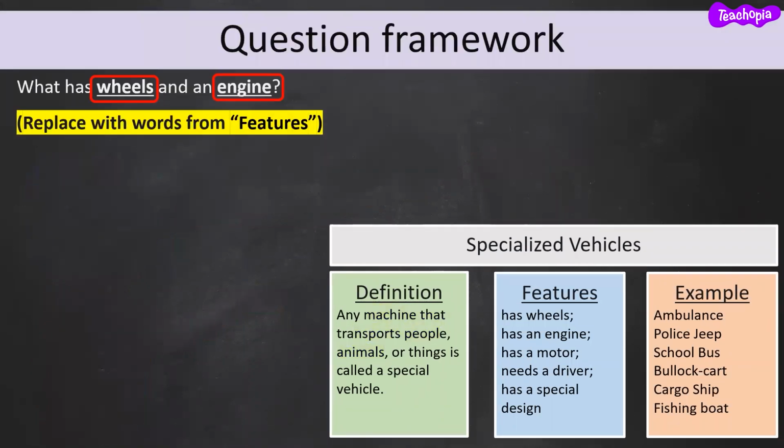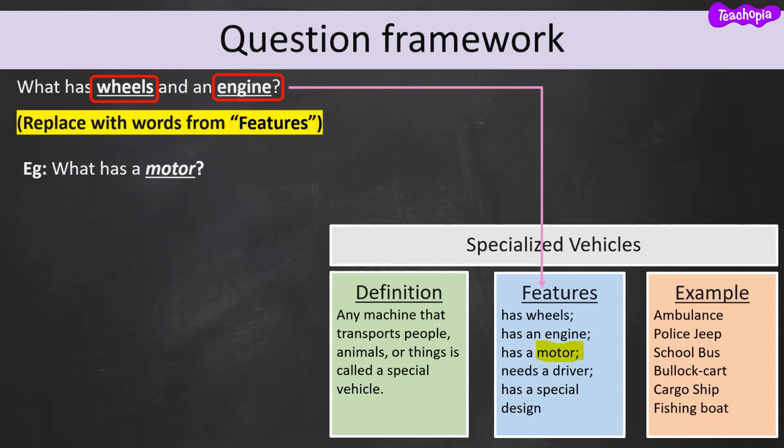Now, here is another example from a different category. What has wheels and an engine? Any guesses as to which category these words belong to? Wheels and engine? Which category of words does this belong to? And which category of words would I use to replace these two words? You can send us your answers via chat. So I have identified that my keywords belong to the features category. So I will replace it with motor. So from what has wheels and an engine, I will ask the question, what has a motor?